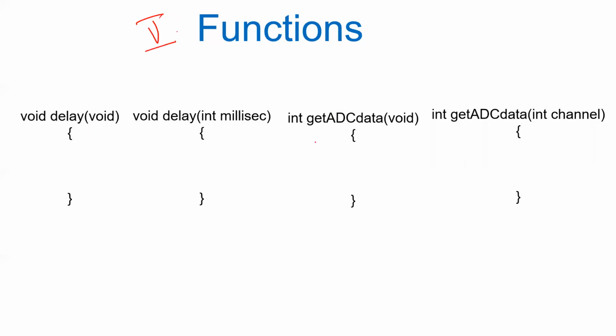And last but not the least, the fifth part of programming is the functions part. In the functions part, we have four variants. The first variant doesn't take any parameter, nor does it return any value. It neither takes a parameter nor returns a value. Both of them are void. So it simply executes a block of code. That is the first variant.